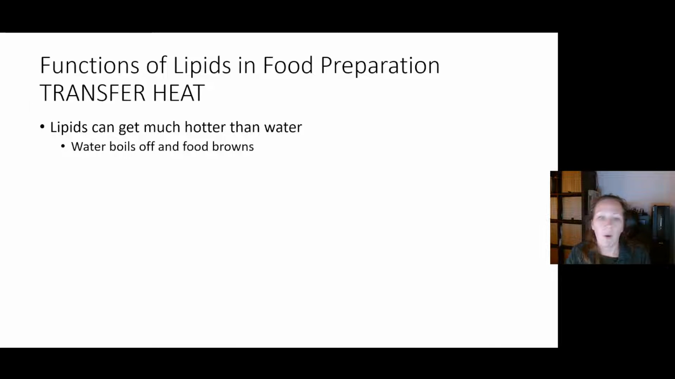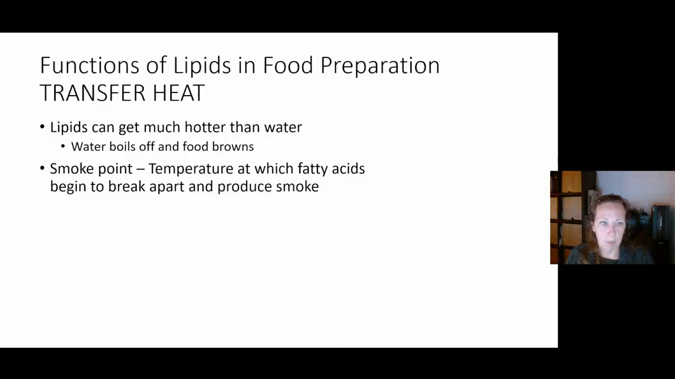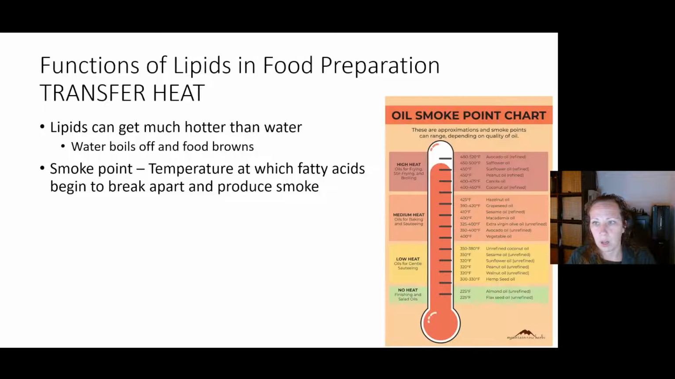Okay. Now, however, as they are degrading based on the temperature, we do get smoking that happens. And so the smoke point is the temperature at which fatty acids begin to break apart and produce smoke. And it changes depending on the lipid.